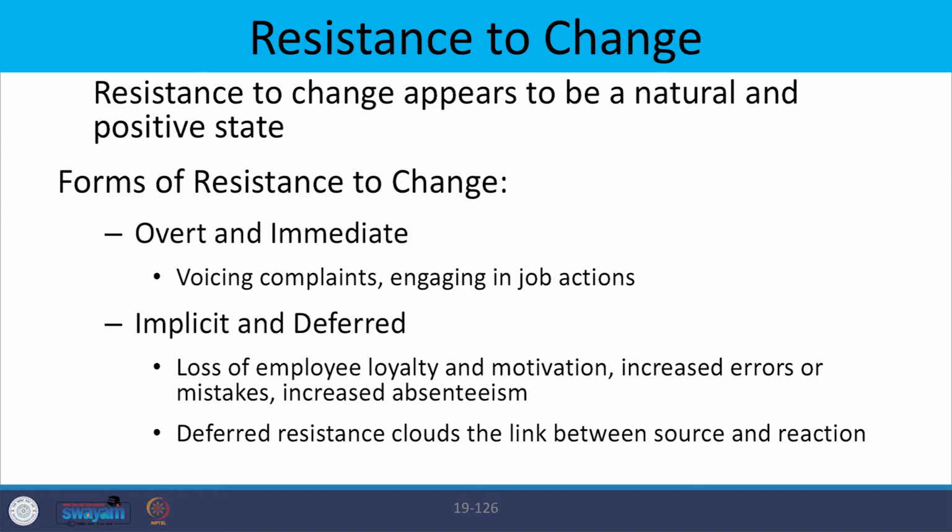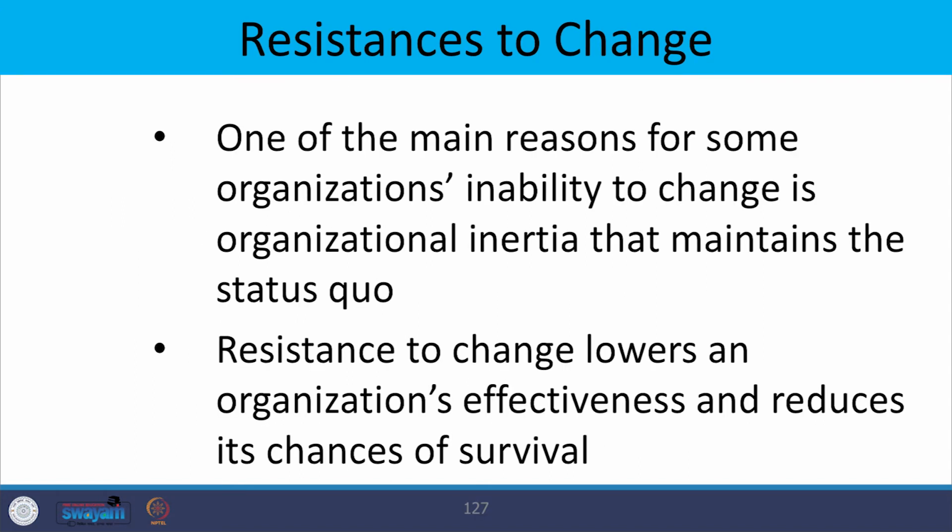So, we will discuss how resistance to change appears to be a natural and positive state. Forms of resistance to change: overt and immediate, where people voice complaints and engage in job actions; implicit and deferred, with loss of employee loyalty and motivation, increased errors or mistakes, increased absenteeism. Deferred resistance clouds the link between source and reaction. The main reason for some organizations' inability to change is the inertia that maintains the status quo. Resistance to change lowers an organization's effectiveness and reduces its chance of survival.